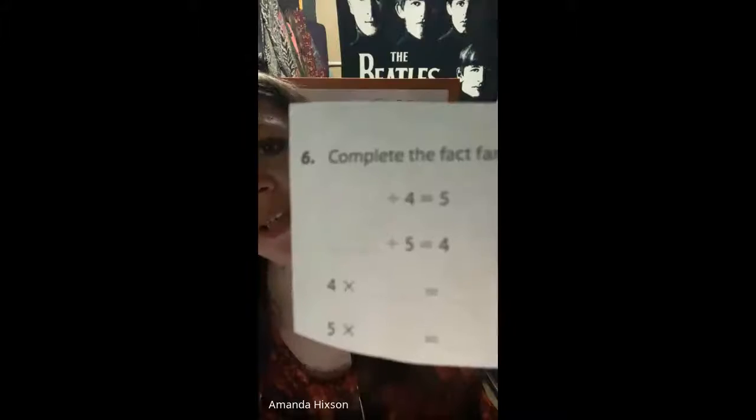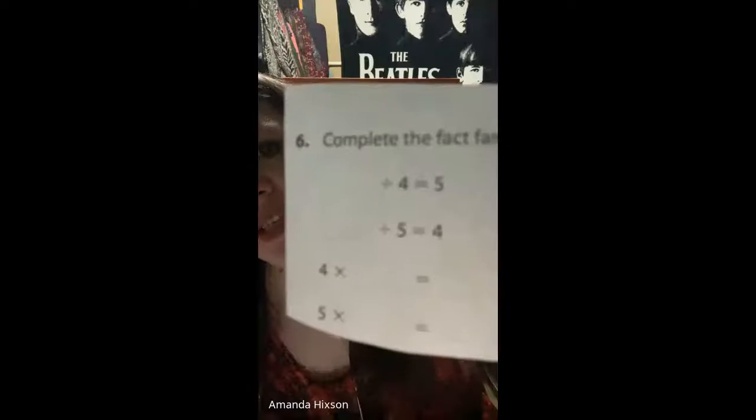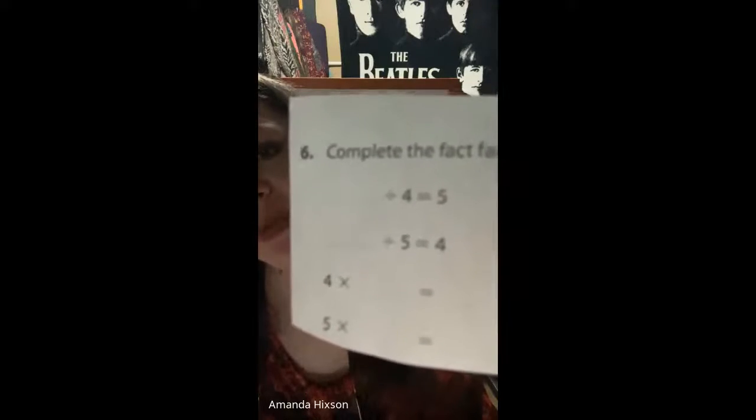Now we're going to do number 6, which is practicing your fact families. It's good to know your fact families because that's how you can do division easily in your head. In a fact family, it's the same 3 numbers in every equation, and it's your 2 division and your 2 multiplication equations.